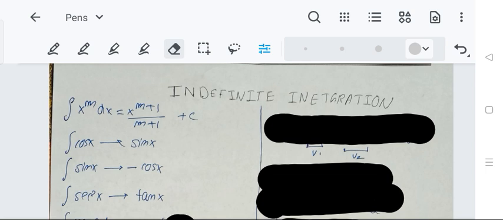Then integration of trigonometric functions: integration of cos x is sin x, and integration of sin x is minus cos x. Basically, when we differentiate a function and then integrate it, we get the original function back. Suppose there is a function f(x); if we differentiate we get f dash x, and if we integrate we get f(x).